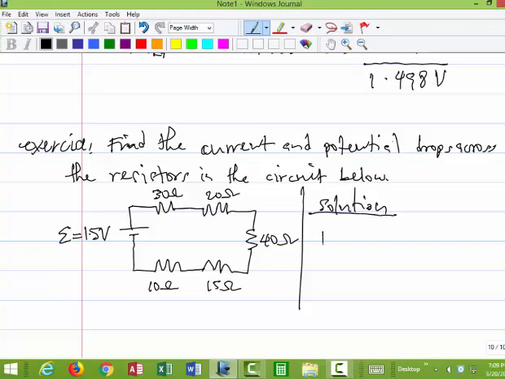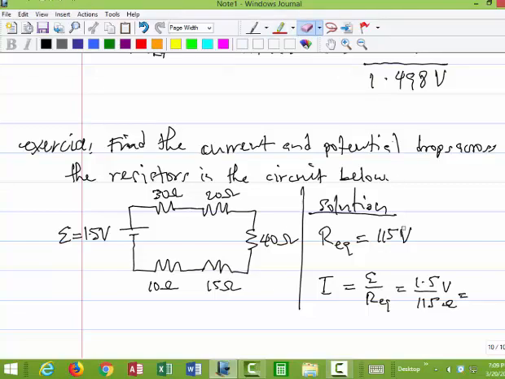So what is the equivalent resistance? 115. 115 ohms. So the current through that circuit can be written as the EMF over the equivalent resistance. So we have 1.5 divided by 115. It's 115 ohms, right? Yes, ohms. I wrote ohms down there, but I was writing volts up here. So the current is equal to what?